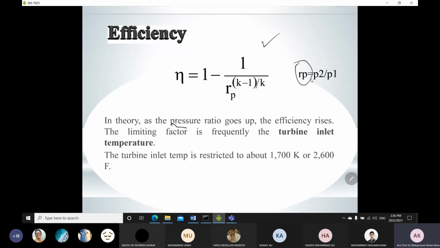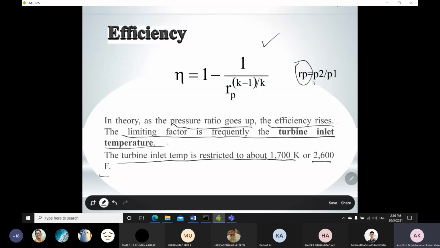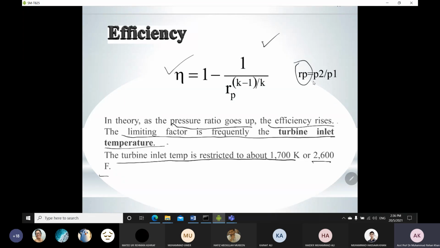Okay, so in theory, as the pressure ratio goes up, the efficiency rises. The limiting factor is frequently the turbine inlet temperature, which is restricted to about 1700 Kelvin, 2600 degrees Fahrenheit. So these are some terms for efficiency, and we will see how we can derive this type of relation.